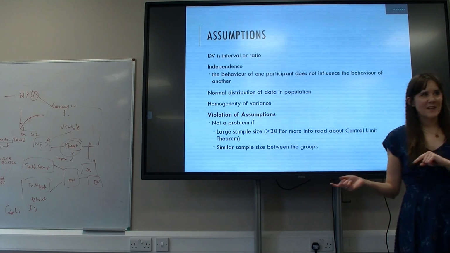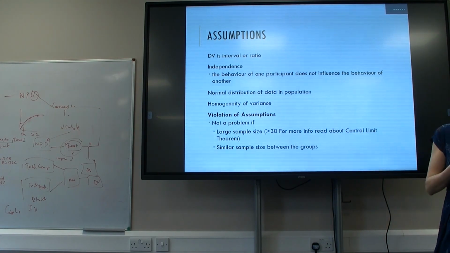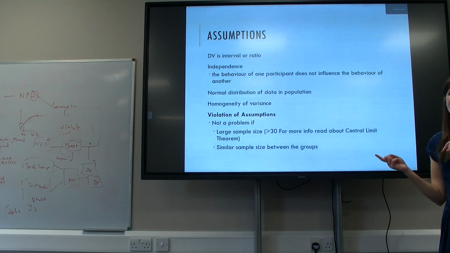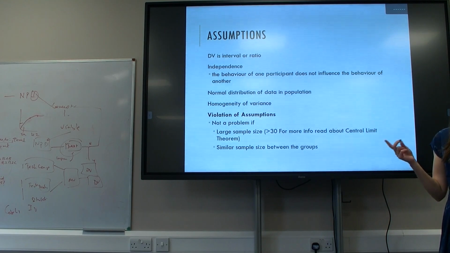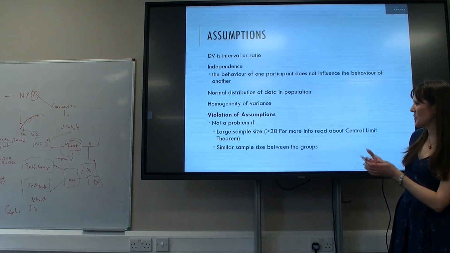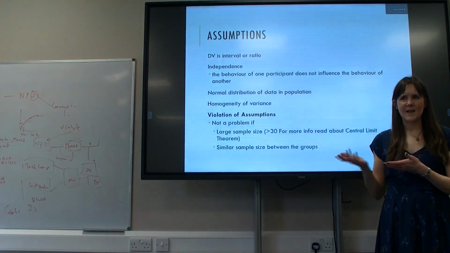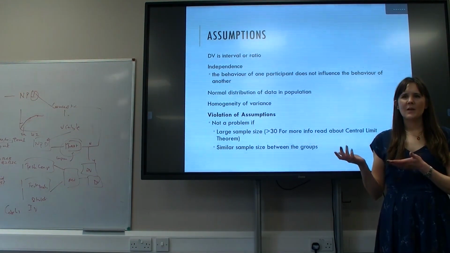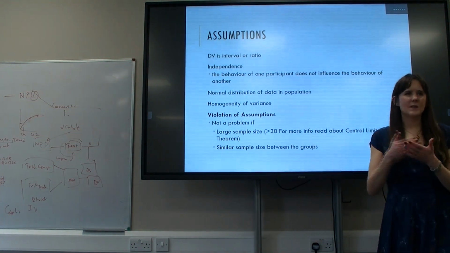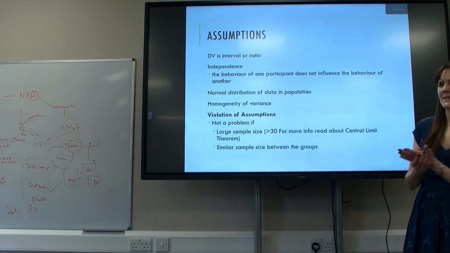As I mentioned earlier, central limit theorem says that because we've got more than 30 participants in our sample, even if we violate these assumptions, we're probably not going to violate them very badly. So because we've got more than 30 people in our sample, we can go ahead and use a t-test anyway, because if we violate the assumptions, then that's normal for that sample, basically.